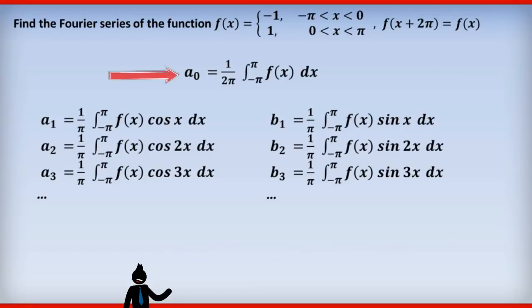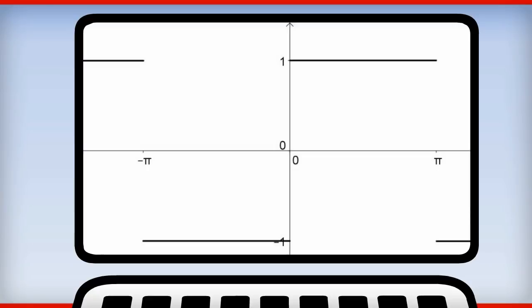So the first thing is, what's A0? A0 is really the average value of f(x) between negative pi and pi. Or alternatively, it's the area under the graph between negative pi and pi, taking into account sign. So if we go and have a look at the graph again, we can see that the average value of the function is 0. So we'd expect A0 to equal 0.